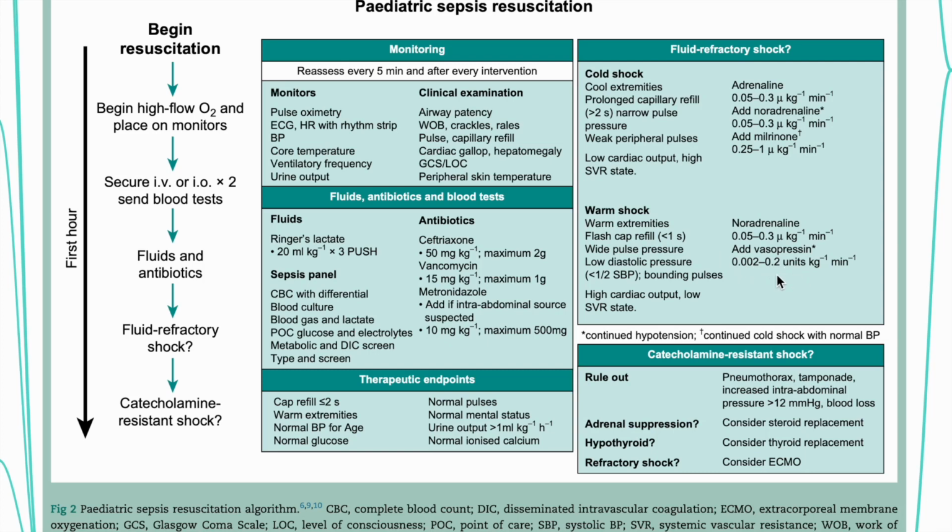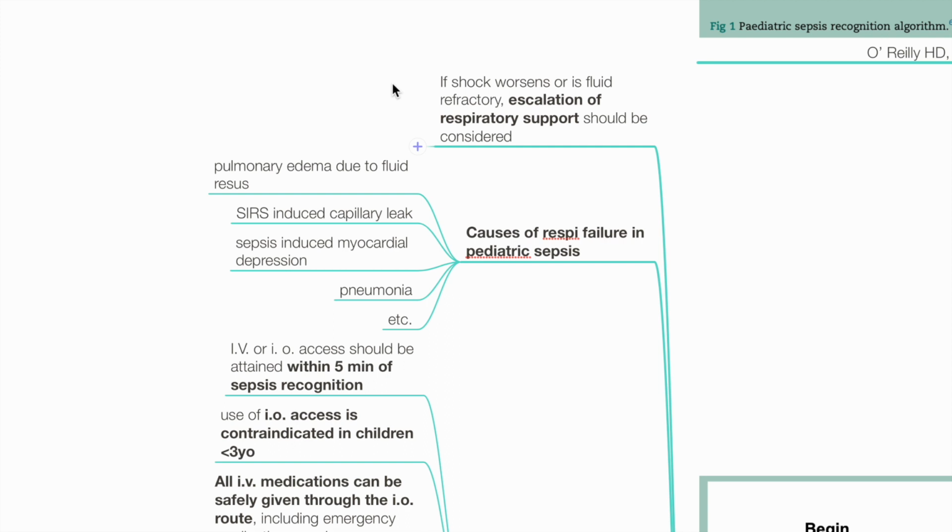Assess for catecholamine resistant shock. Rule out pneumothorax, cardiac tamponade, increased intra-abdominal pressure more than 12 mmHg, and blood loss. Assess for adrenal suppression, consider steroid replacement, consider hypothyroidism, consider thyroid replacement. If refractory shock, consider ECMO. If shock worsens or is resistant to fluid resuscitation, escalation of respiratory support should be considered.